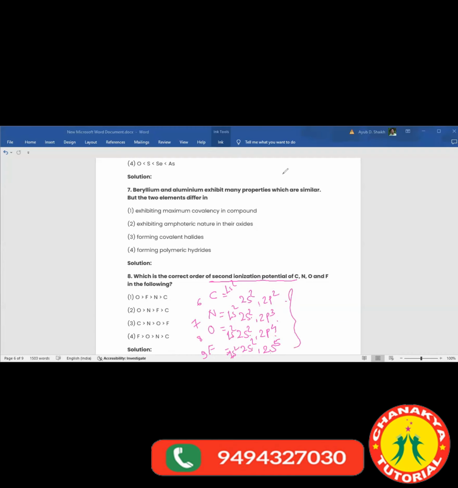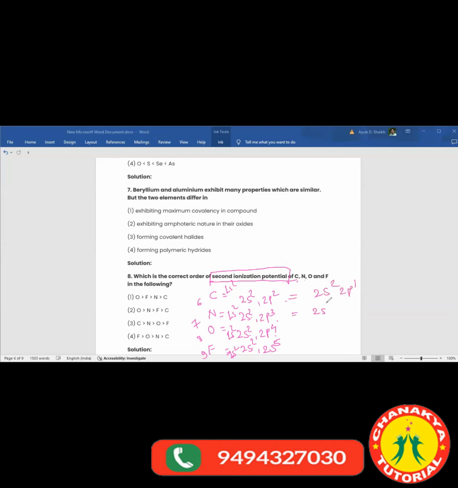Now what are you going to do here? What has been asked to you? One electron you have to remove from each last valence shell. The energy required to remove one electron would be the first ionization potential. But here they have asked for the second ionization potential. Which is the correct order of second ionization potential of carbon, nitrogen, oxygen, and fluorine? When you remove one electron, what will you get? 2s2, 2p1 after removing one electron.